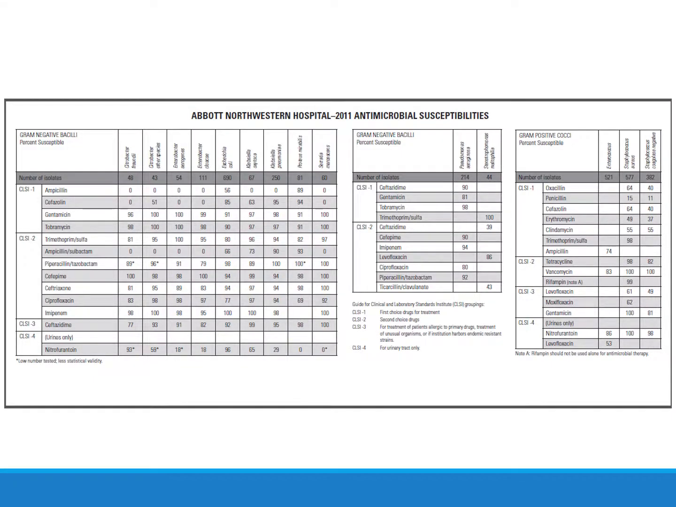This is an antibiogram. So I mentioned this on the other slide, and you can see Abbott Northwestern Hospital. This is from 2011, so it's a little old, but you get the point here. It's showing you gram negatives, there's gram positives, and it's showing you a comparison of different antibiotics and what percentage susceptible they were.